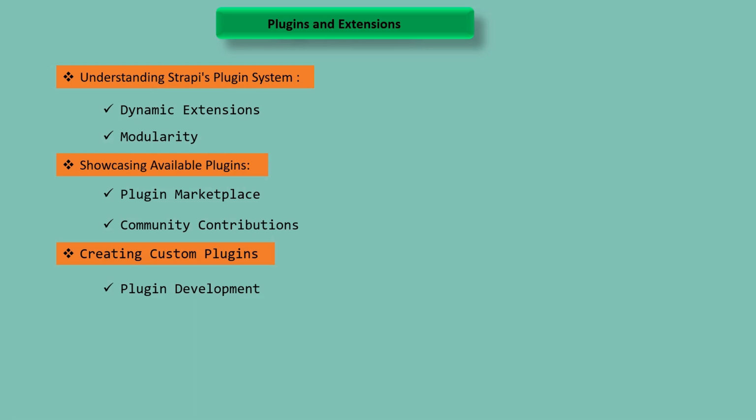For unique project needs, developers can create custom plugins. Strapi's documentation and development tools support the seamless creation and integration of these extensions. Hook system. Strapi's hook system allows developers to inject custom logic into the platform's lifecycle, providing a powerful mechanism for plugin customization.